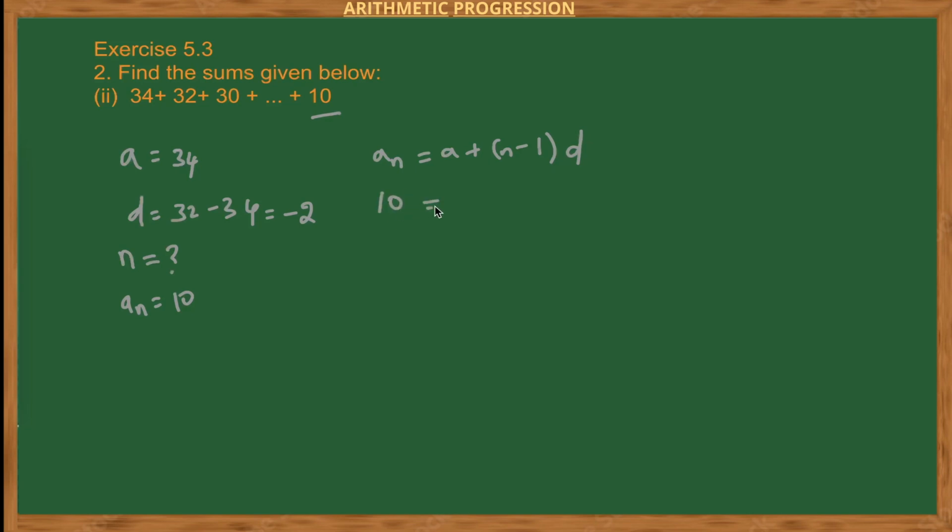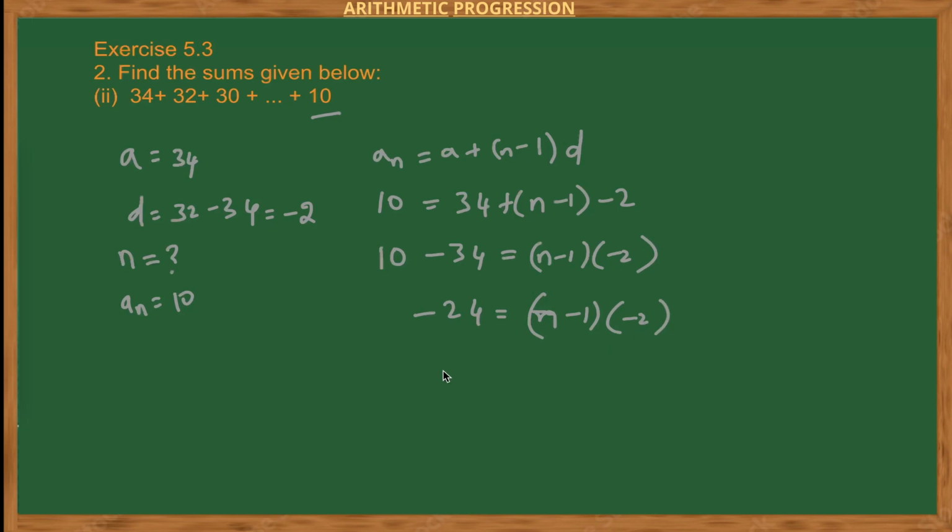An is given as 10. What is A? A is 34, plus N minus 1 into D. D is minus 2. So let's solve it. 10, let's bring this 34 here. 10 minus 34 is equal to N minus 1 into minus 2. So this becomes minus 24 equals N minus 1 into minus 2. Let's bring this minus 2 here. Minus 24 divided by minus 2 is equal to N minus 1.